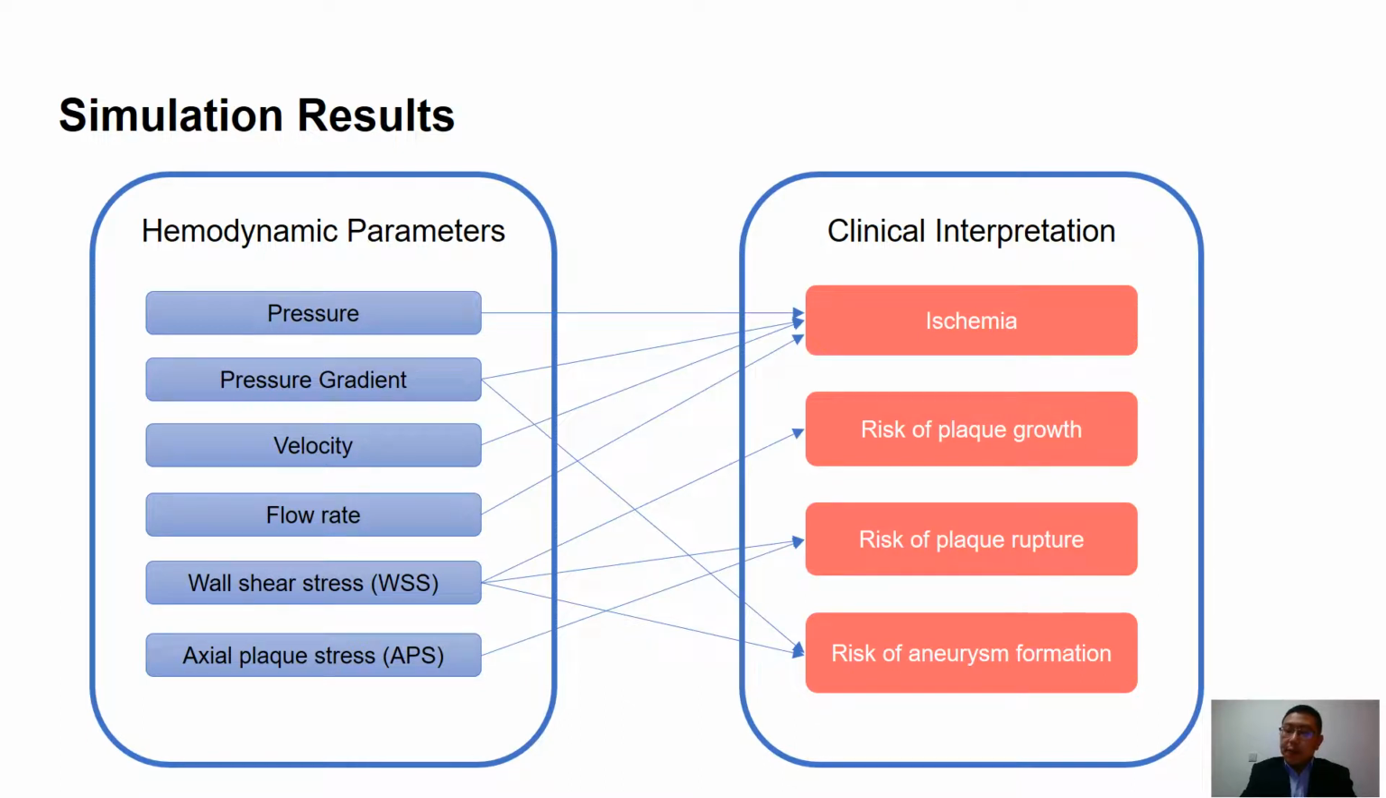Some hemodynamic parameters can be calculated from the originally detected ones in the simulation results. For example, the axial plaque stress can be derived from the pressure, local geometry parameters, and wall shear stress. It can reflect the risk of plaque rupture more directly than wall shear stress itself.